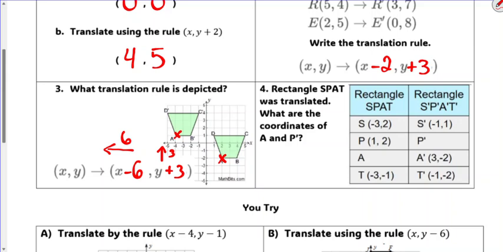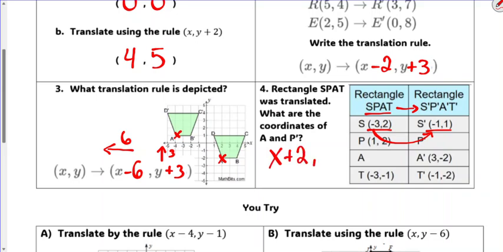All right, the last one for translations. Rectangle spat was translated, so we're showing this changed into a new rectangle here by some sort of translation. So we want to think about what happened for the original points to change into these new points. For negative 3, 2 to change into negative 1, 1, how do I go from negative 3 to negative 1? What's really happening there? Well, from negative 3 up to negative 1, that's increasing by 2. So I'm taking my x value and I'm adding 2 to it.